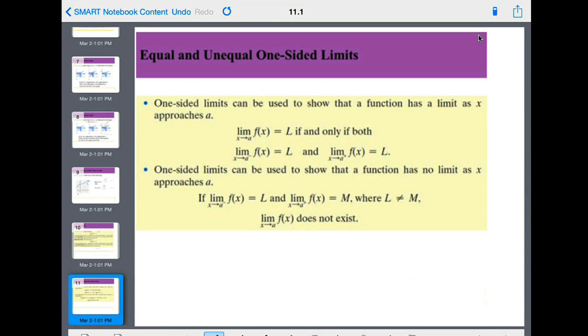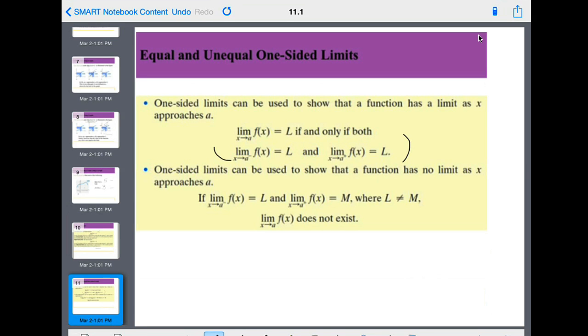And that's what this is saying here. One-sided limits can be used to show that a function has a limit as x approaches a. It says here, the limit of f of x as x approaches a is equal to L if and only if both the left side limit and the right side limit equal the same value. So if they equal the same value, then the limit at that number is equal to L.